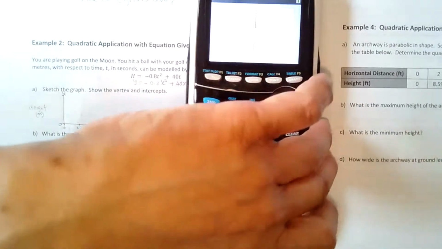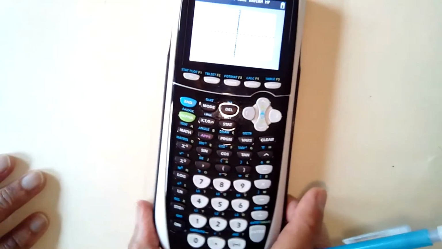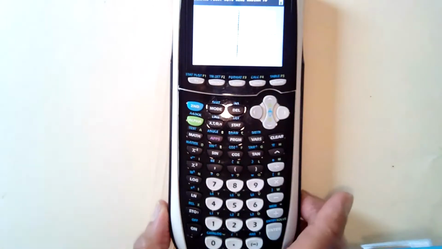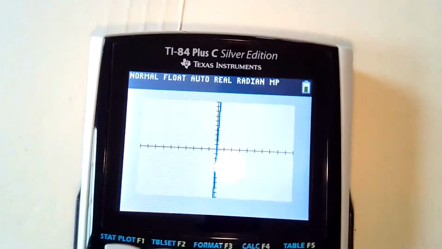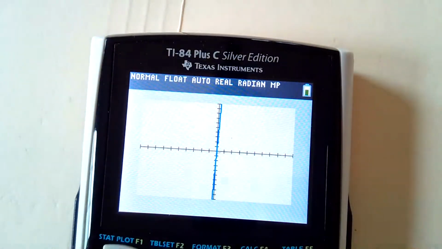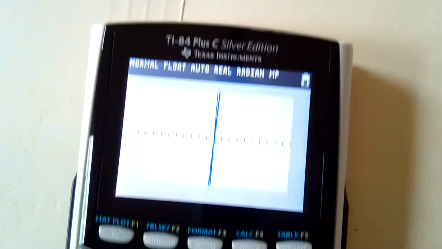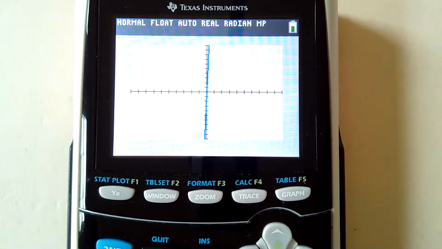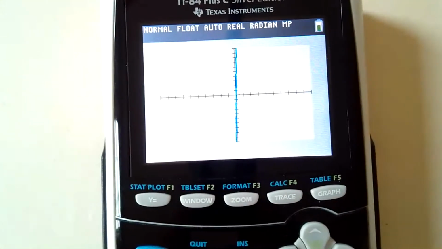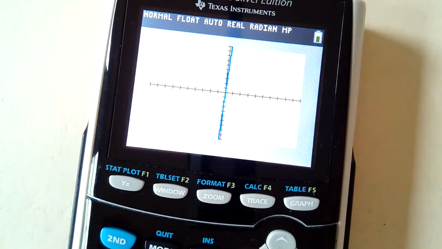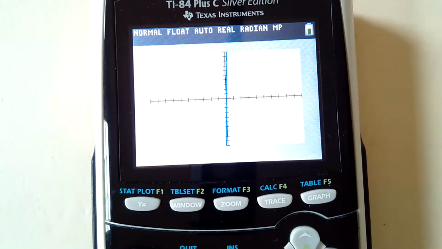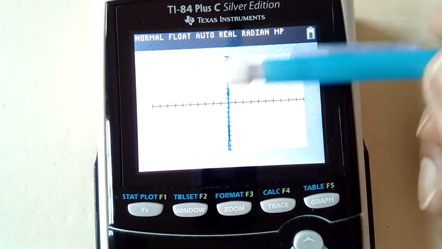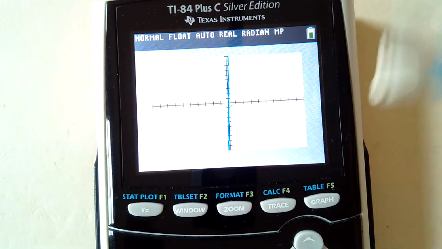Okay, so I'll just fix this. Difficult to see. I'm going to just zoom in a little bit here. Maybe I'll turn off the lights here. That might make it look better. Okay, there we go. Notice you don't see very much here. So what you want to do is to change your window. Remember this, we said is a quadratic, you don't see much.